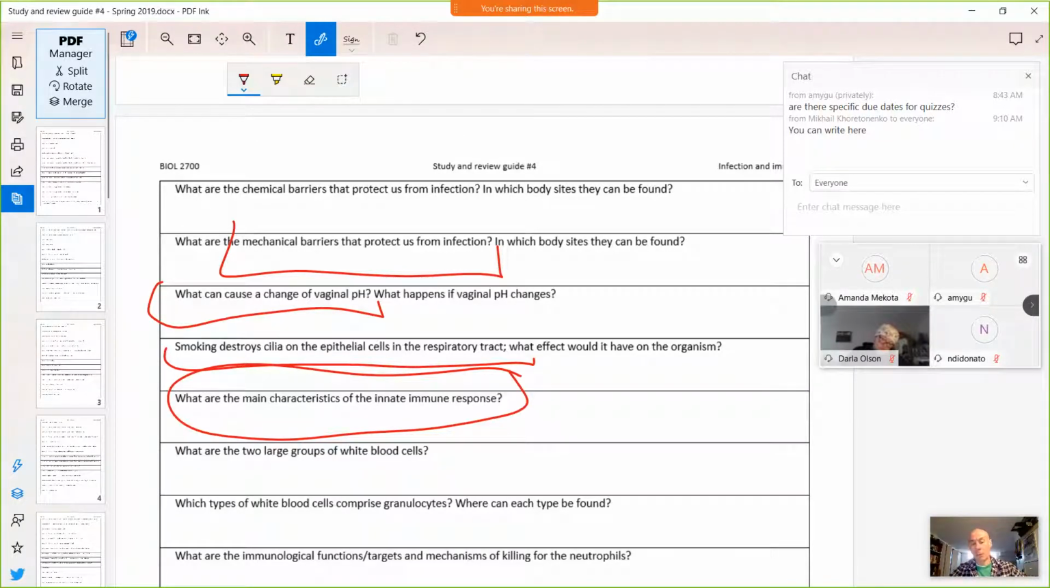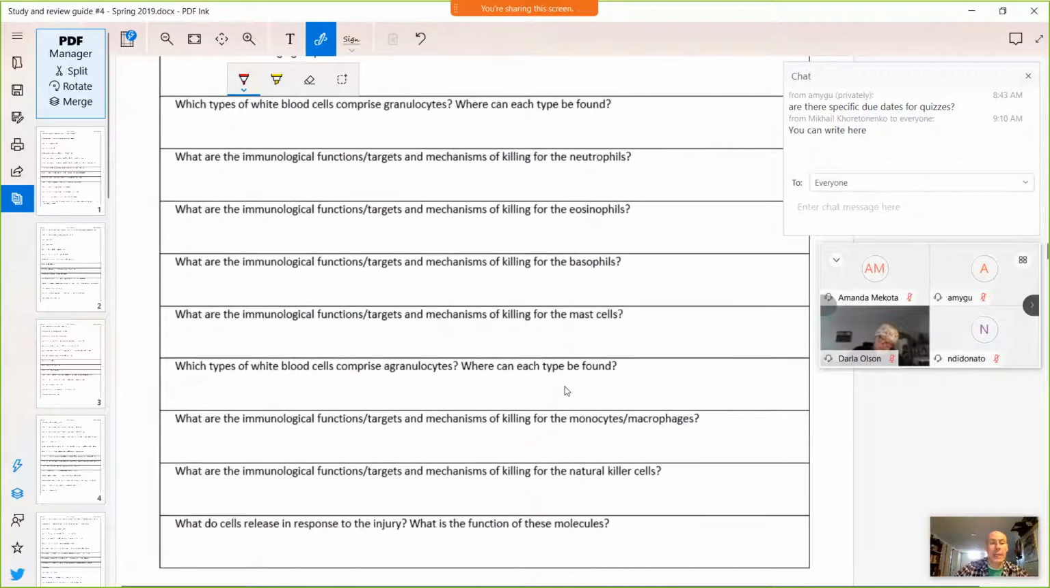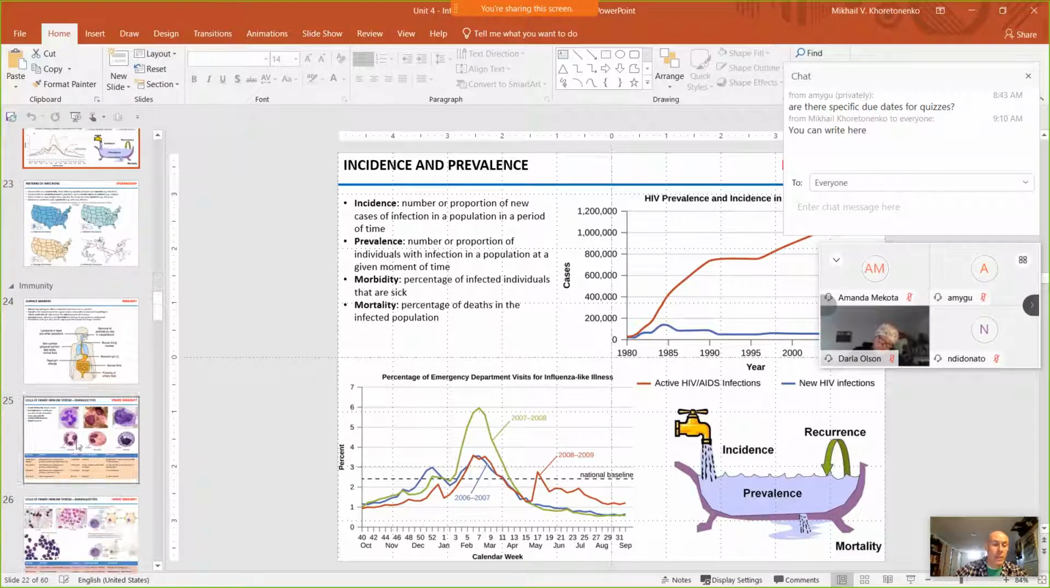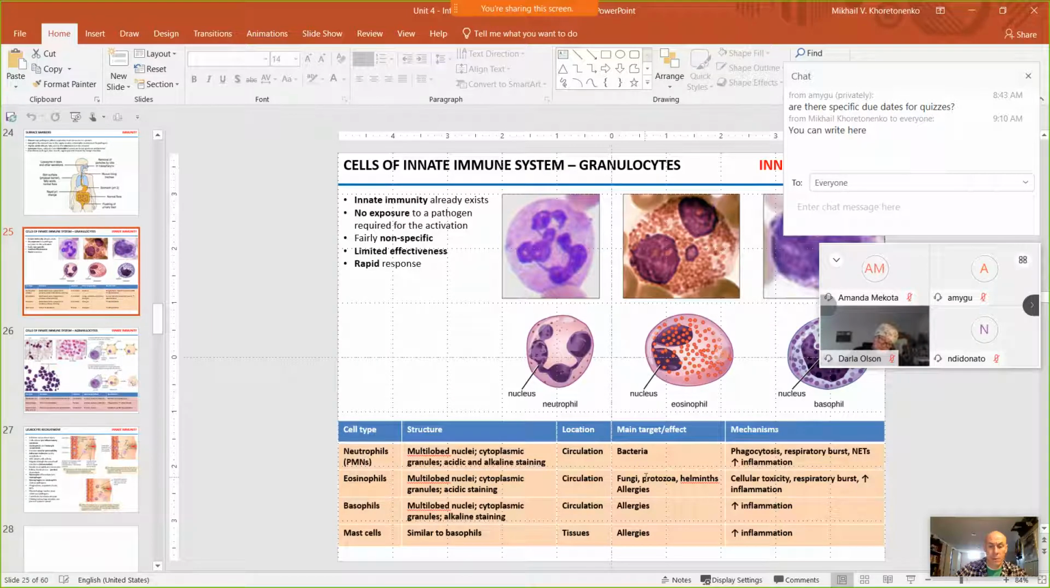Now, look, if you really don't mind, I really don't want to recite the table. We've got it here, okay? I mean, yeah, let me explain. You don't have to worry about the structure. That I can guarantee. I'm not going to ask you things like multi-lobed nucleus, acidic stain, screw that. What I do want you to know are the targets and the basic mechanisms.